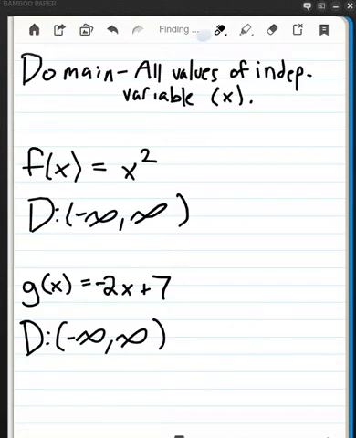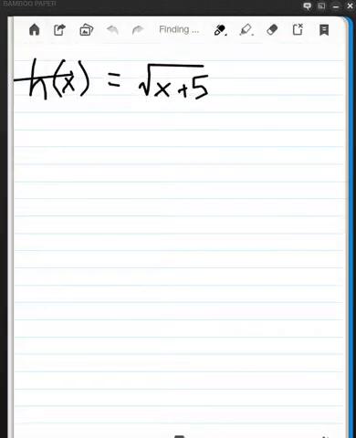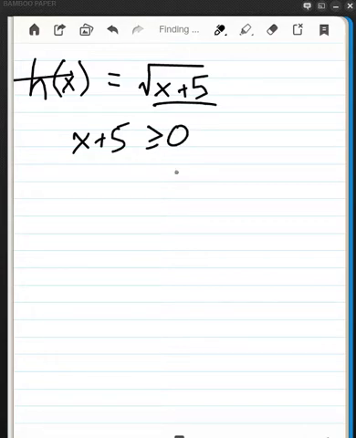All right, so what happens if we have a function that has a restriction, like the square root of x plus 5? Taking the square root of something is trickier than squaring something or multiplying it and adding, because you can't take the square root of a negative number, which means the quantity x plus 5 has to be positive or 0. How can we represent that? We can write an inequality stating that x plus 5 has to be greater than or equal to 0, meaning it can't be negative.